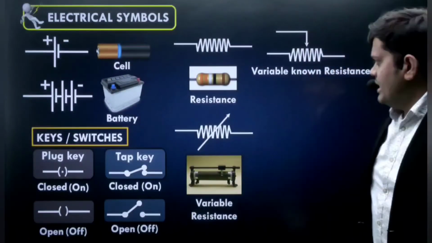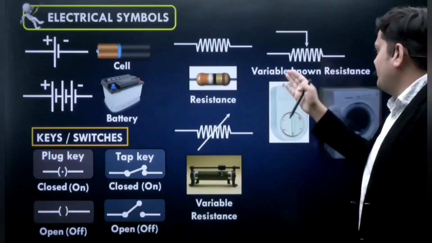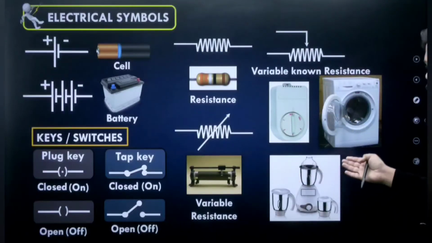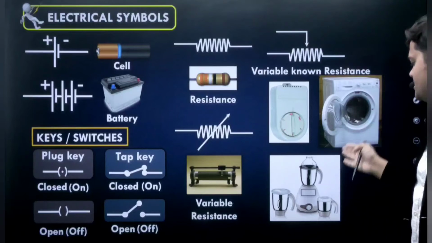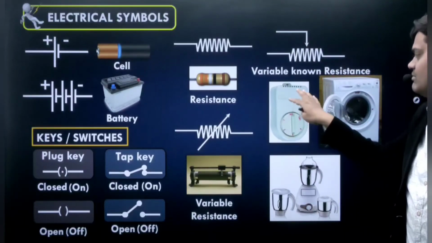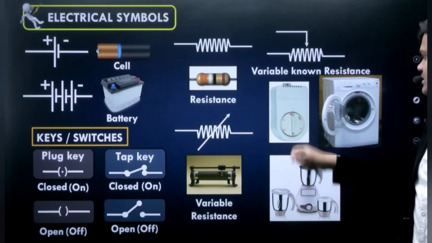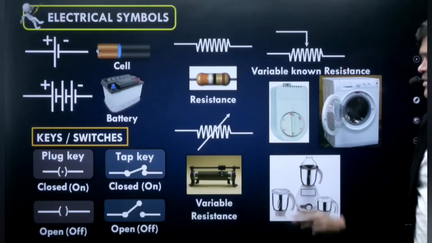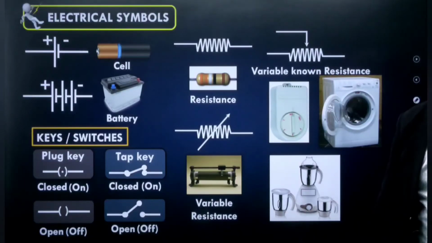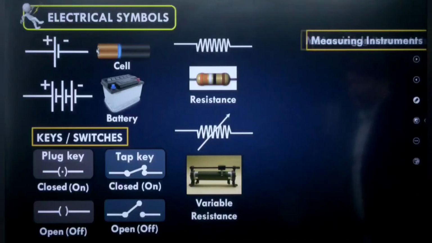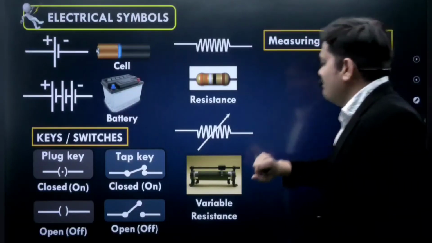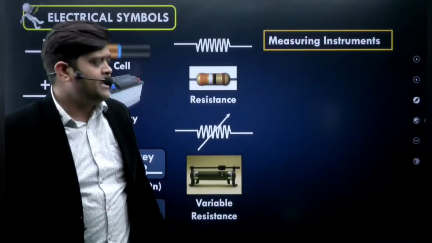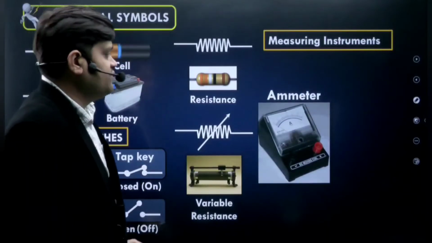Now the next one is what? The next one is variable known resistance, like in a washing machine, a mixie, in a system like the regulators. Those are variable known resistances. Okay, done. Now the next one is measuring instruments. In the measuring instruments, the first one is the ammeter.